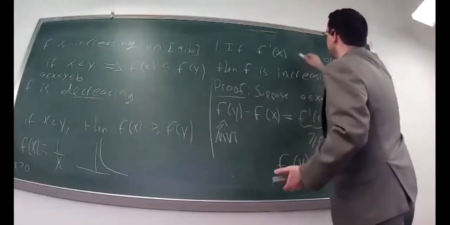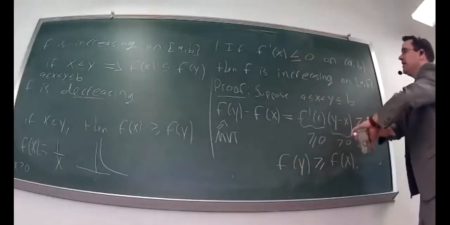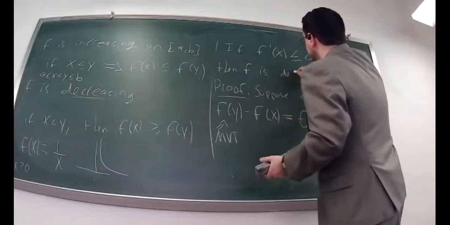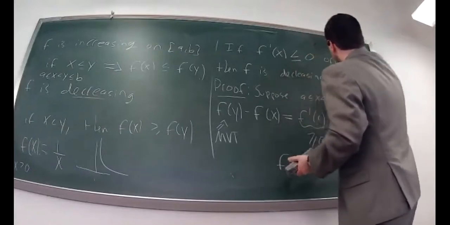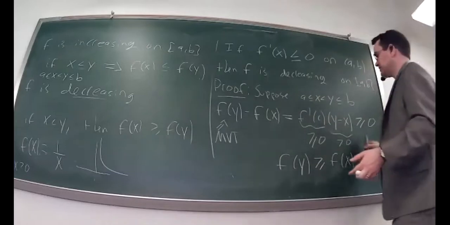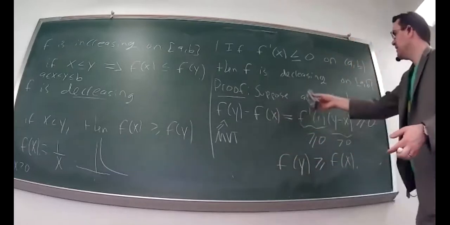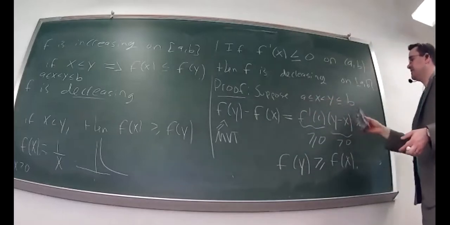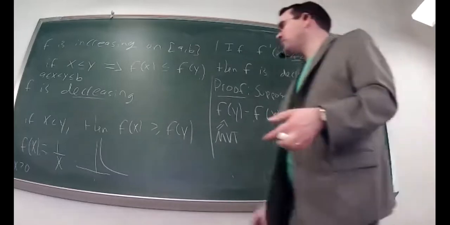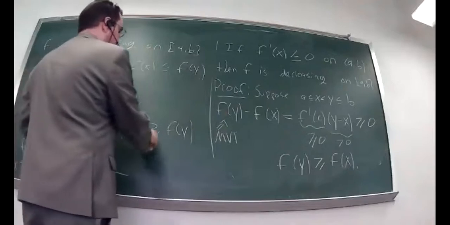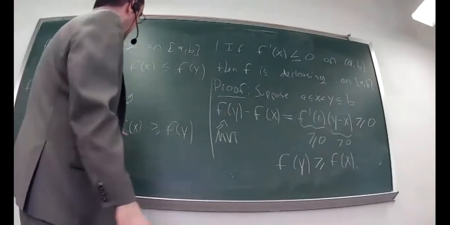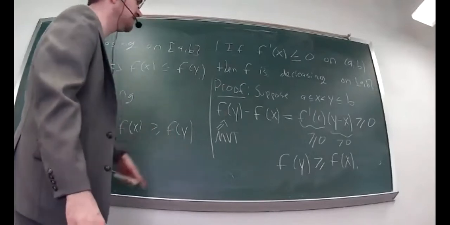So if f prime of x was less than or equal to 0 on that interval, then f is decreasing on AB. Goes the same. So suppose that x is bigger than or equal to a, less than y is less than or equal to b. And now I want to show that f of y minus f of x is less than or equal to 0, right? I want to show that 0 is bigger than or equal to f of y minus f of x.